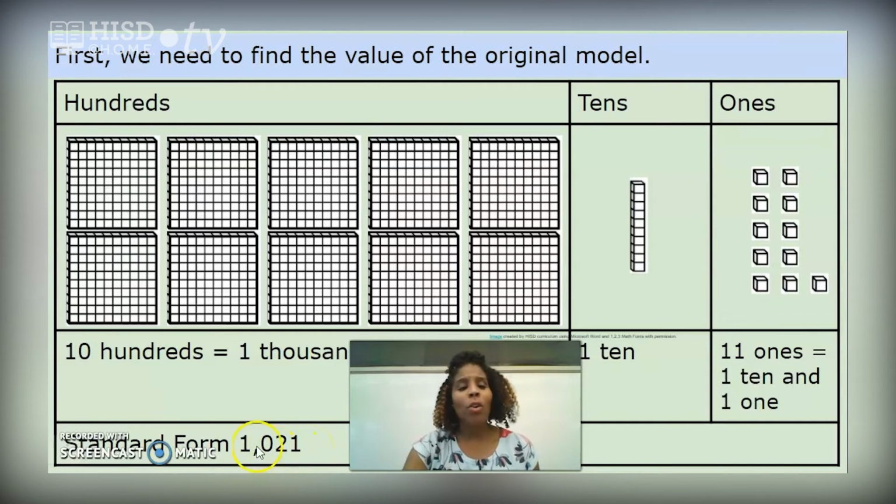Let's review that again. Our original model had 10 hundreds, which is equal to 1,000. It had 1 ten. It is also equal to 10. We had 11 ones. 11 ones is equal to 11.